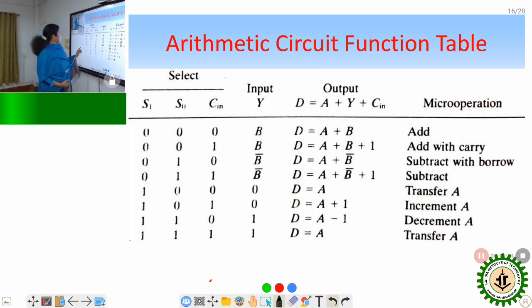Last case, S1, S0 is 1, 1 and Cin value equal to 0. At that time, what happens? The A minus 1 operation will be performed. That is, the decrement of A operation will be possible. Now how will the decrement operation be possible here?